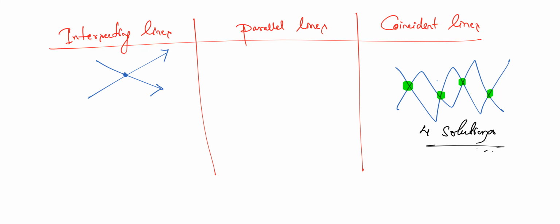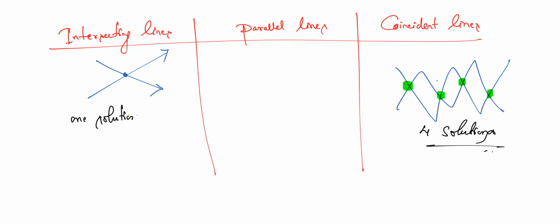Understood what is the meaning of solution? How many times they are meeting? 4 points. How many times they are cutting over each other? 4 times. So there are 4 solutions. Now in this case, how many times they are cutting? 1 time. So we can say 1 solution.